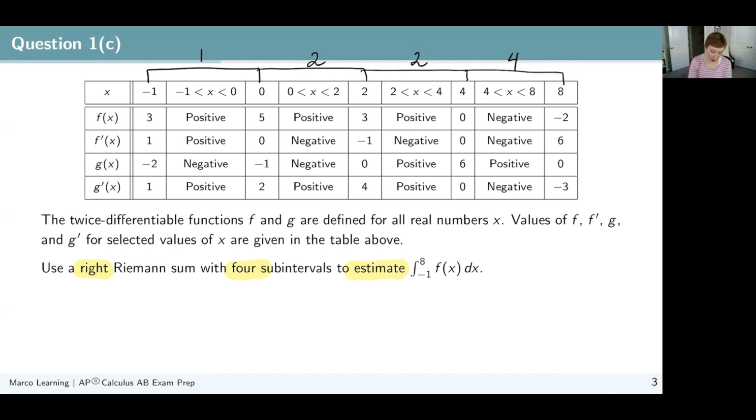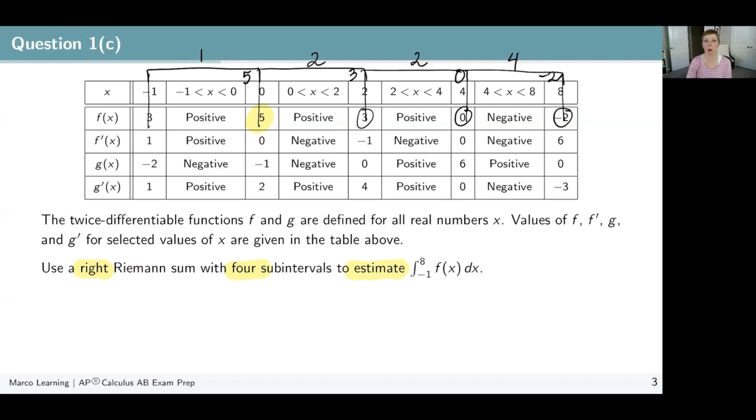So this first rectangle, if we can imagine, goes from -1 to 0, and at the right end point of that interval, the function value for f is this 5 right here. So we're using that as the height. I'm going to write it on the right side of my little rectangle. For the next subinterval, the right end point is this 3. So I'm going to put a 3 there. For the next subinterval, the right end point is 0. And for the last subinterval, the right end point is -2.